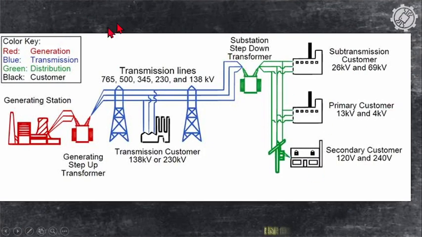Okay, so ito, we have here a simple diagram. So this is our generating station. Ito may transformer na. So if this is put in a certain room or a certain area, we could now have our first substation. Tapos meron tayong mga transmission poles, no? So 765, 500, 345, 230, 138. So this is the usual voltage. So galing dito, the voltage from the generating plant is stepped up by a step up transformer into this voltage.